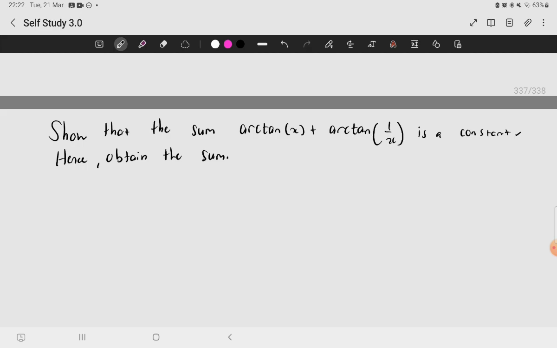So how do we prove that that particular expression is a constant? Well, first let us define the expression. Then we can proceed with the proof. So let f of x be the function for the expression arctangent of x plus the arctangent of 1 over x. By the way, arctangent implies that it's the inverse trigonometric function for the tangent.